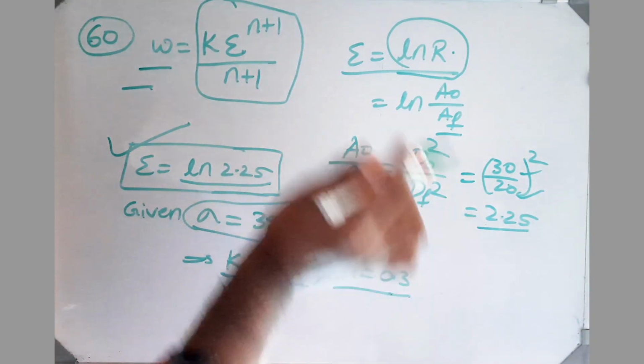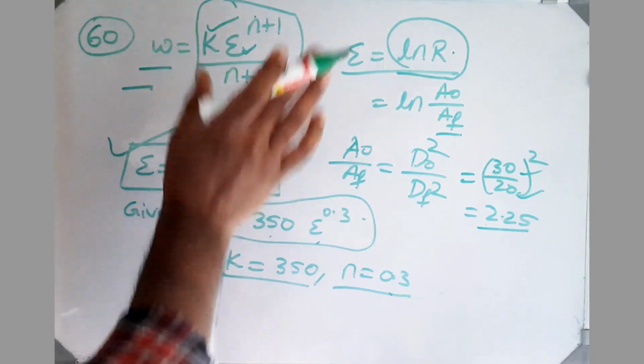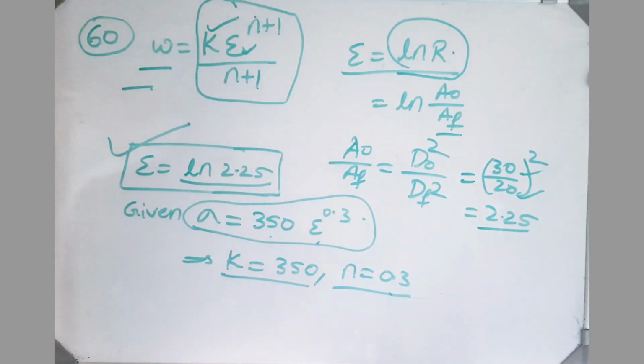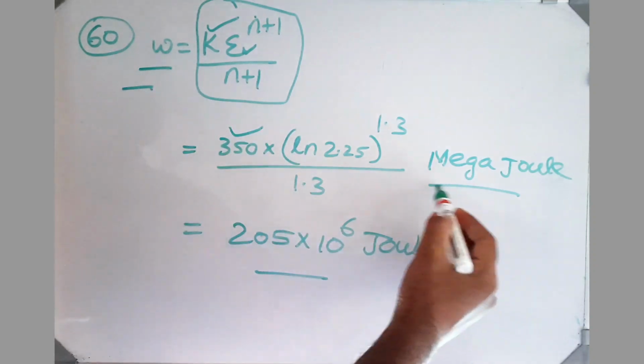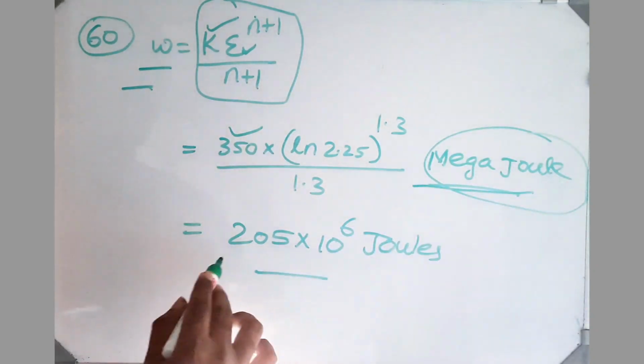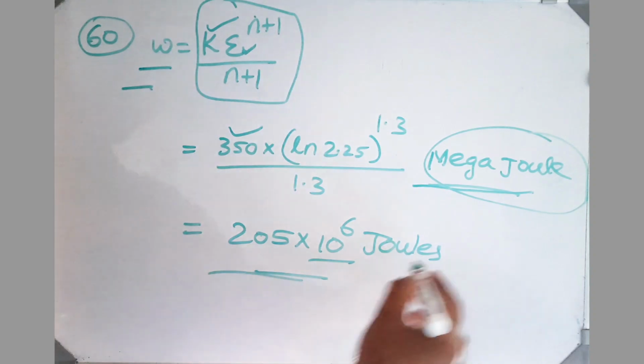Now we have all the values. We have K, we know epsilon, we have n. So let's substitute all the values to get the final answer. So friends, after substituting the values, this is 350 megapascals. So here we get megajoules, which is nothing but 205 into 10 to the power 6 joules. This is our answer.